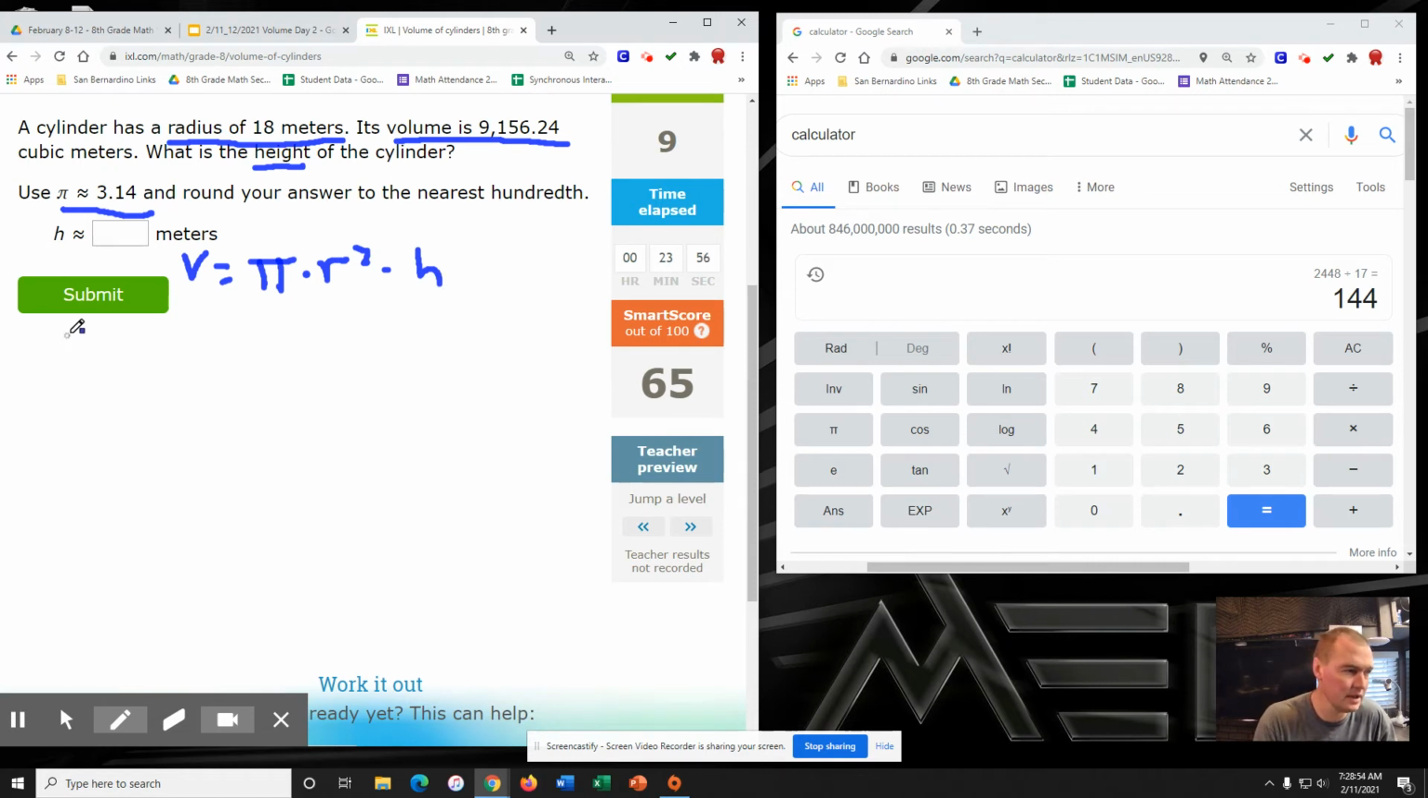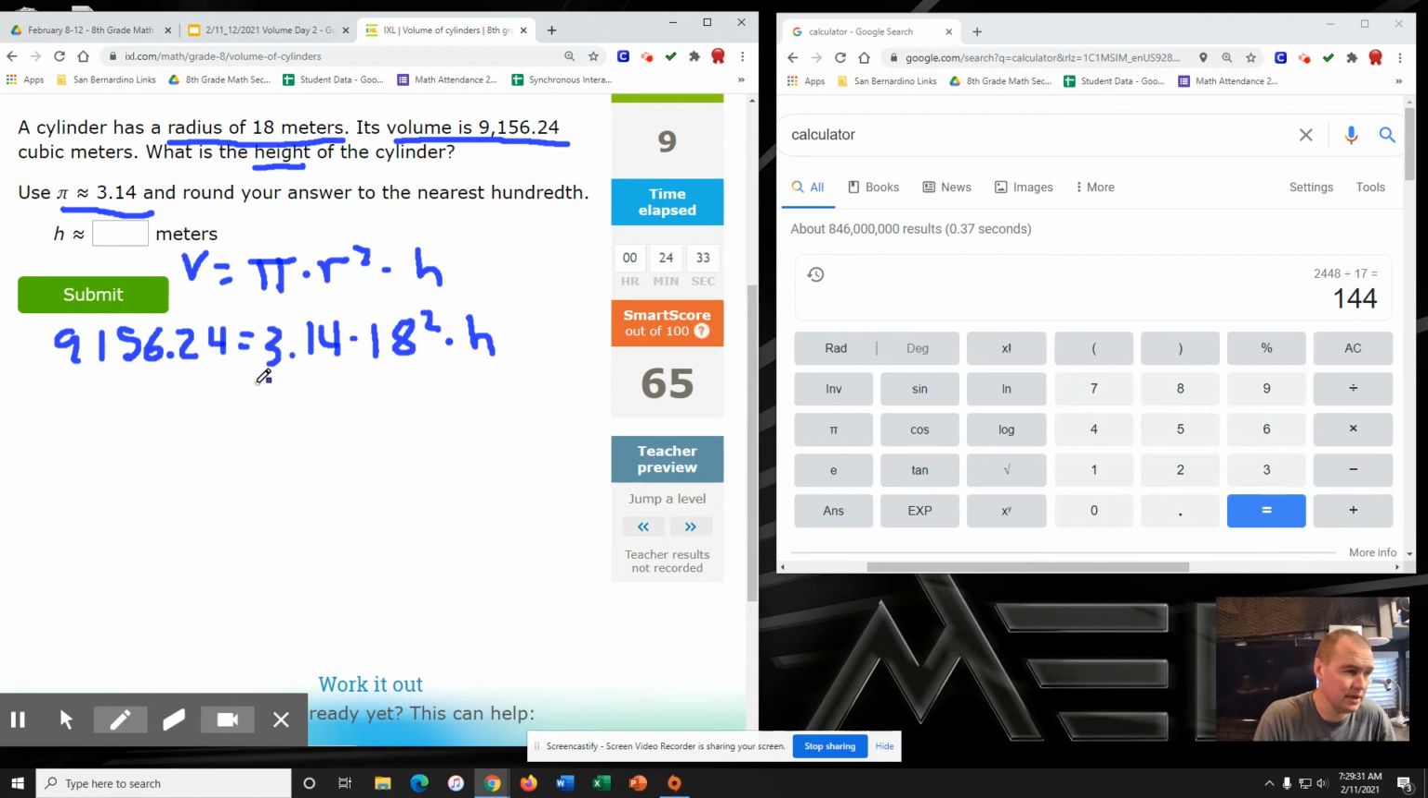All right, so our volume is 9,156.24 equals pi. They also gave it to us. They gave us 3.14 multiply r. I believe they gave it to us this time. Radius of 18 meters. Okay, 18 to the second power. And the height, we don't know. This is the one we're looking for this time. So we're going to leave it as h. That's what we're going to solve for.